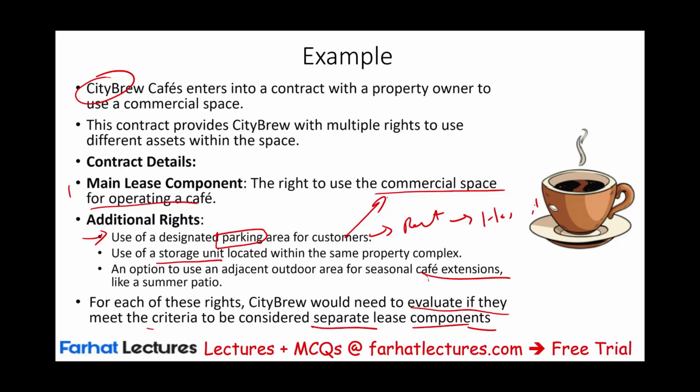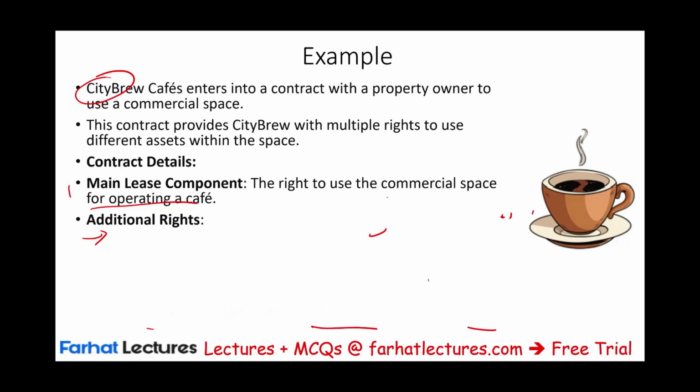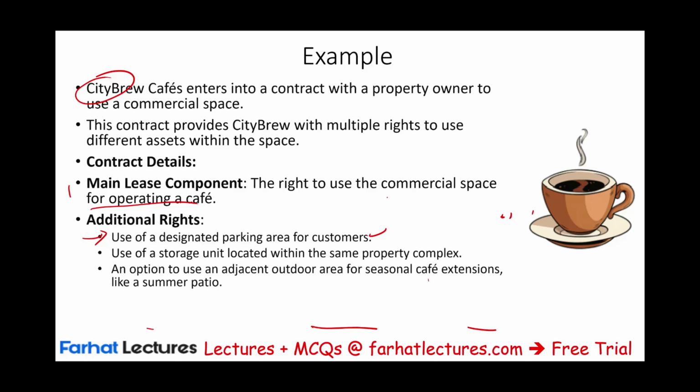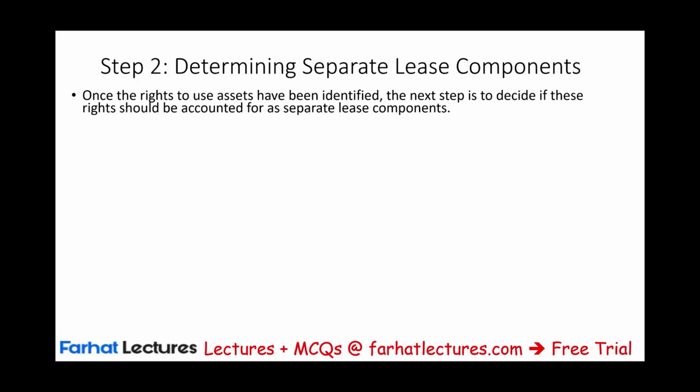Now, again, I'm making assumptions to tell you we have to examine the contract. That's what we're saying here. So you have to determine. So step one is look at the contract. If there are multiple different assets, determine what the assets are. Then step two, once the rights to use the assets have been identified, the next step is to decide if these rights should be accounted for as a separate lease component.